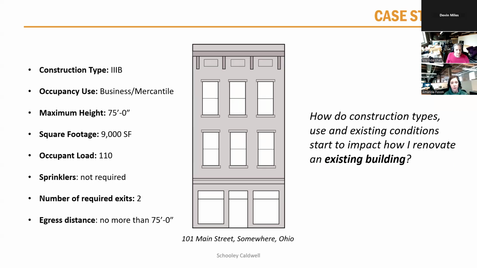At 9,000 square feet, sprinklers are not required since it's less than 12,000, although it's always a good idea, and you can see that it has code implications if you do. The occupant load, which was established by how much square footage you need per person, and business and mercantile is 110, triggering the need for 2 exits. And we know that based on an unsprinklered building in this use group, our exits can never be more than 75 feet apart.